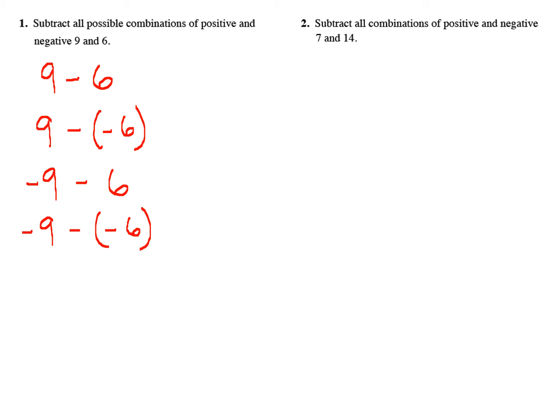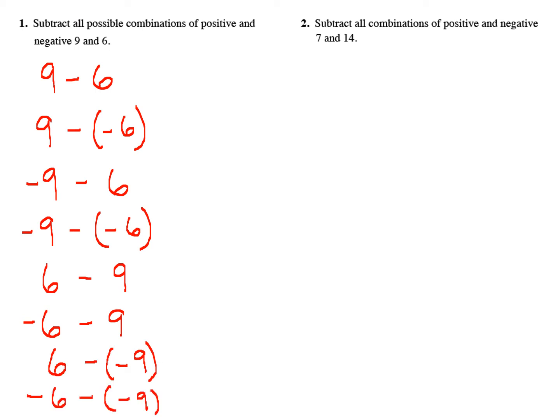What happens if the 6 was first? 6 minus 9, negative 6 minus 9, 6 minus a negative 9, and then negative 6 minus a negative 9. Oh man, there's more combinations here. For addition, we didn't talk about it, but if you switch the order around, you're still going to get the same numbers. We're going to talk about that later in the commutative property of addition. But with subtraction, now you've got to do all those.